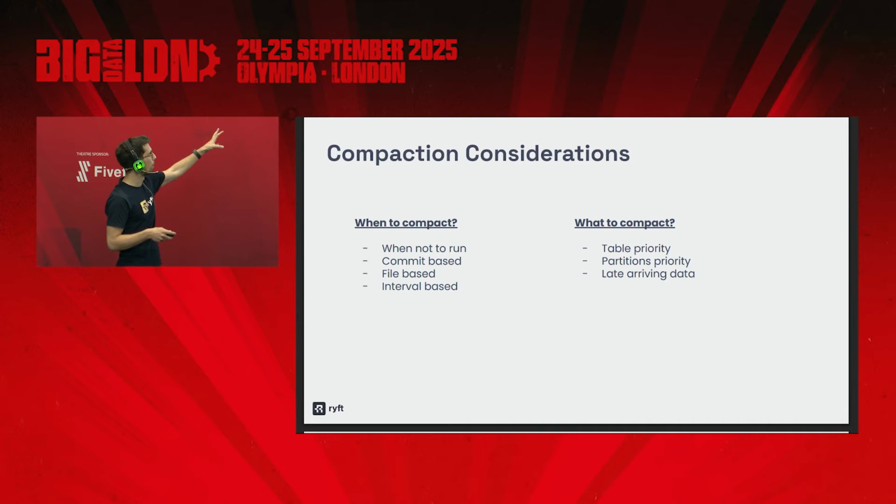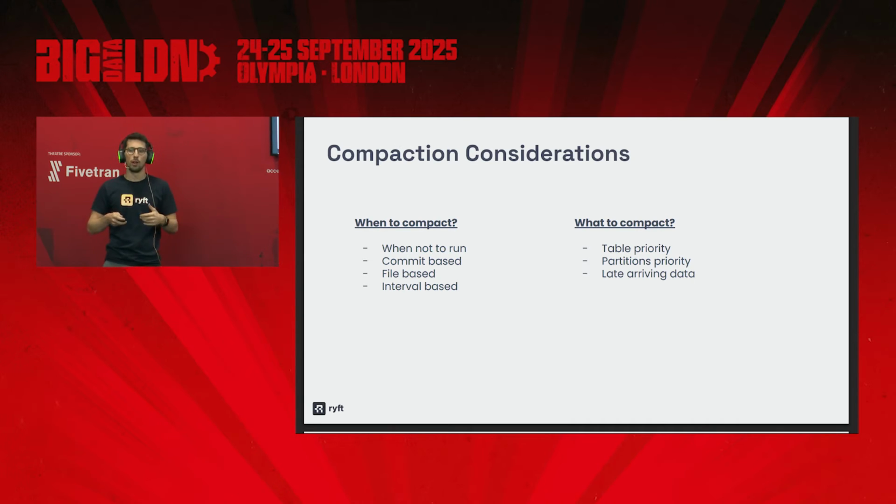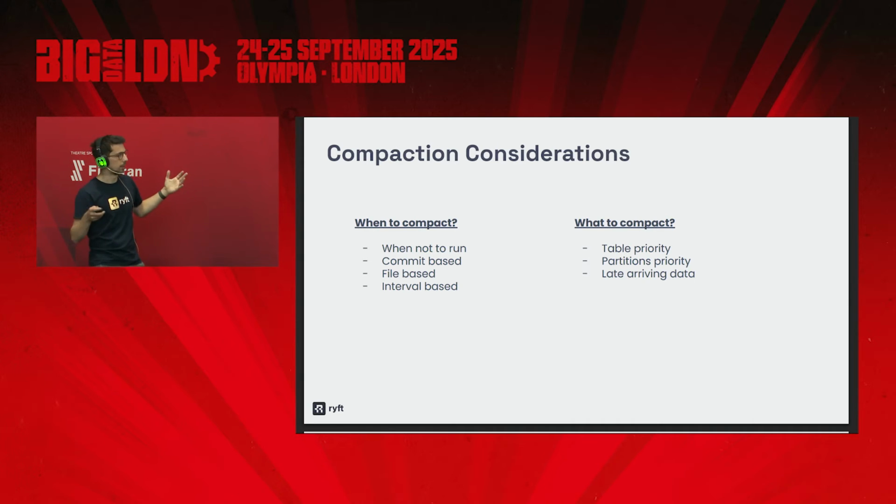In terms of when to compact, the things you can think about are, when not to compact, right? When can we avoid this operation altogether, for tables you're not reading, for data that is not so important, et cetera. The other thing is that you can look at either the commit rate of the table, the number of files accumulated across the table, or just do it interval-based.